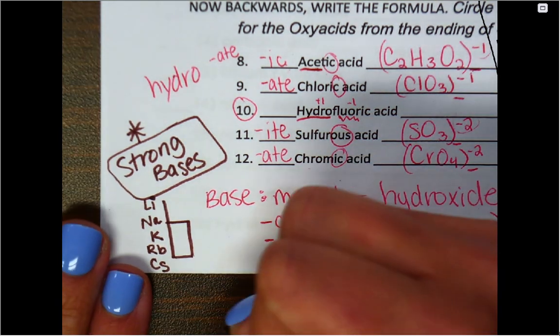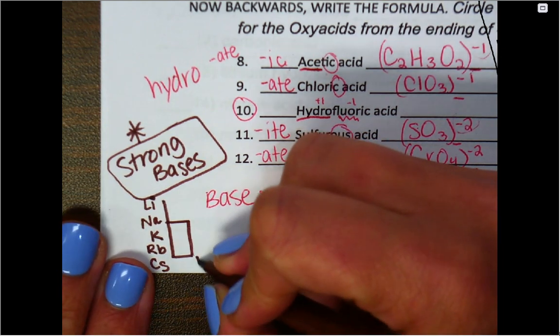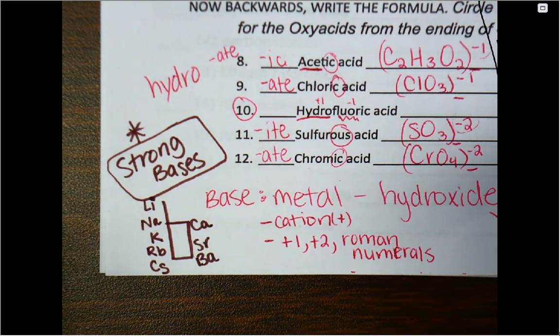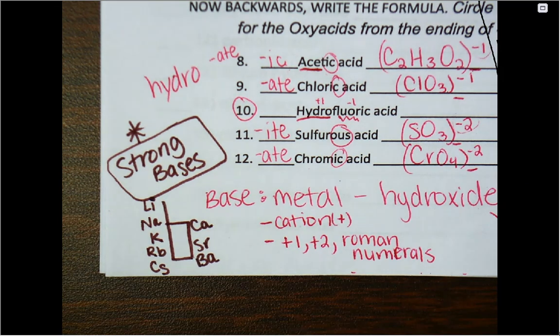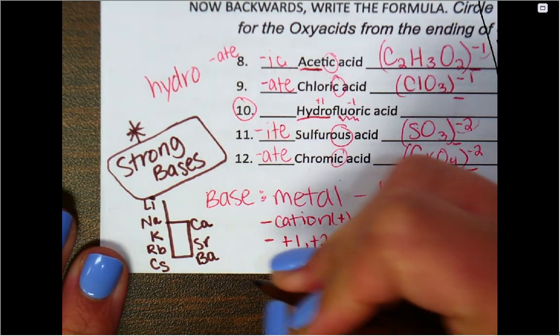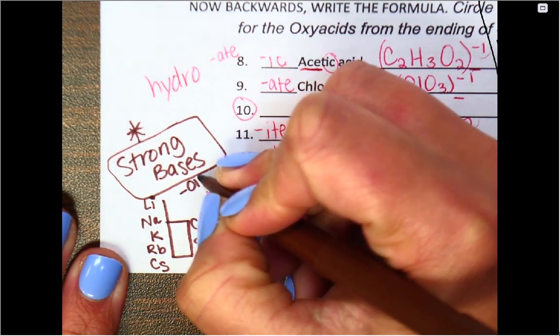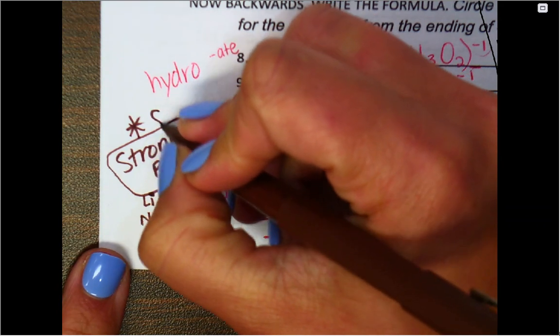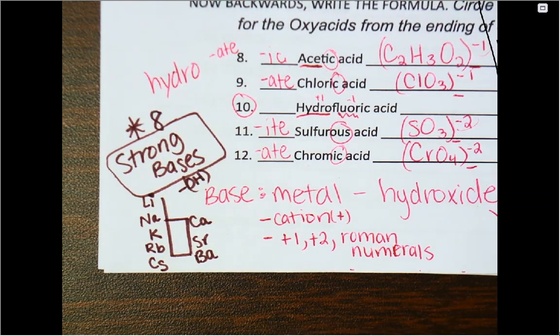Group 2, we're going to go across, we're going to have barium, strontium, and end at calcium, and that's as far up as we go. So we're making a B on our periodic table. Anytime we have one of these metals attached to an OH, okay, that is a strong base. That means there are only 8 strong bases.